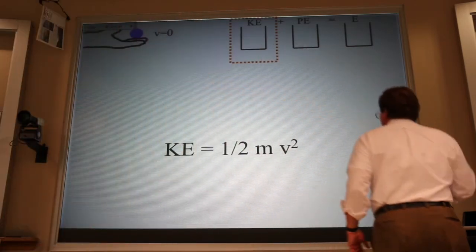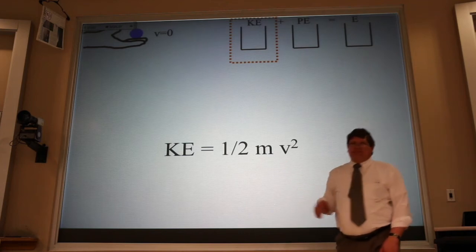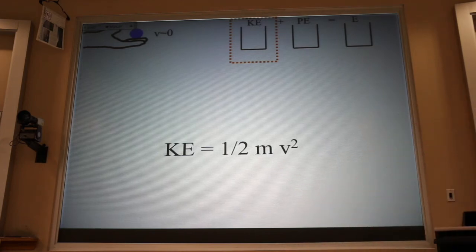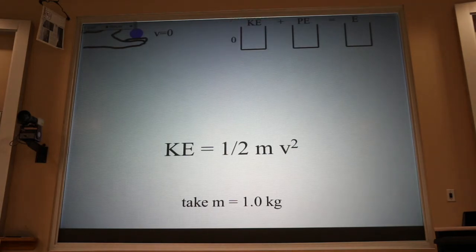Anyway, 1/2 mv squared. Memorize it. Those stories won't be on the exam. Okay, if we take m to be 1 kilogram, and it's not moving initially, then there's nothing in that bucket.